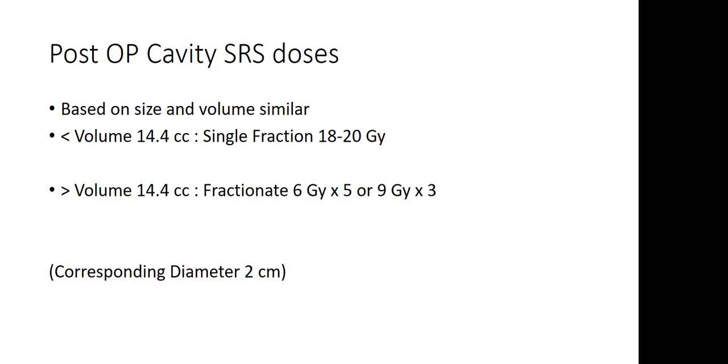Because when you start contouring these cavity areas, there will be a lot of confusion while you are contouring, and you will end up including a lot of normal area. So it's better you fractionate in 5 fractions, because the risk of necrosis will be less in that scenario. Plus you will be comfortable that you are not missing anything. Okay, so if you're doing a single fraction, then no, it's better to do a fractionated one and include slightly more area.